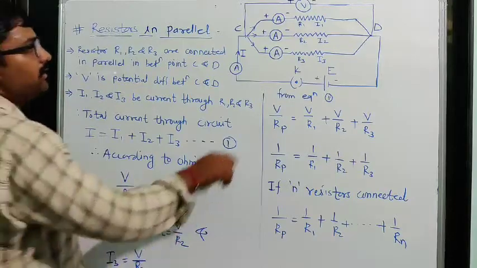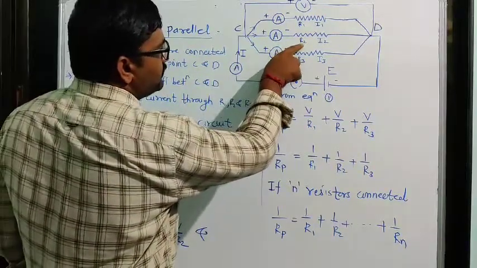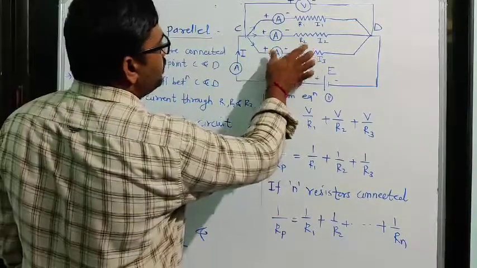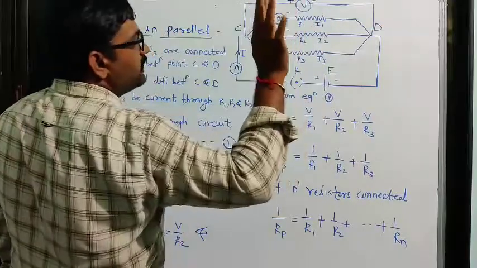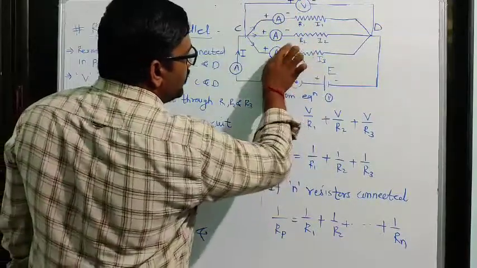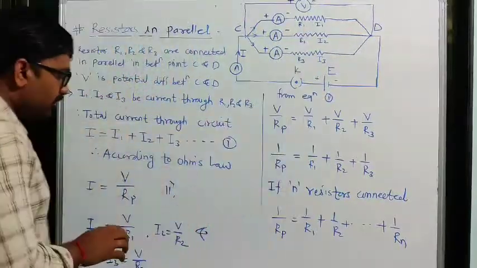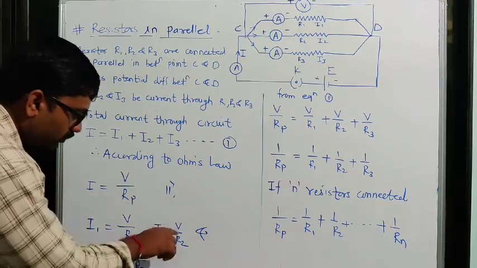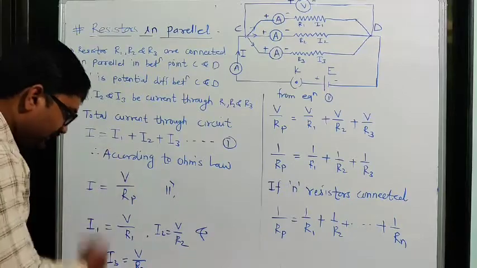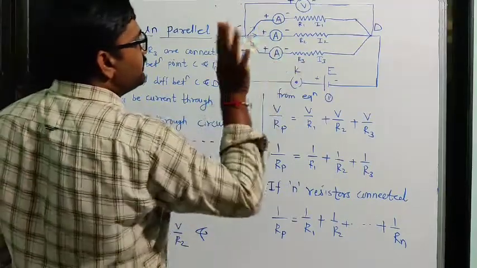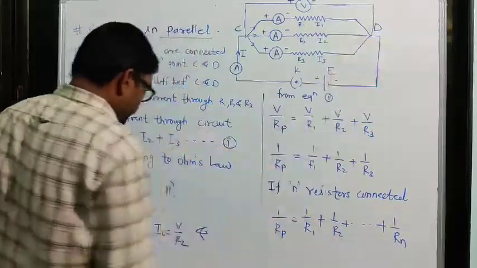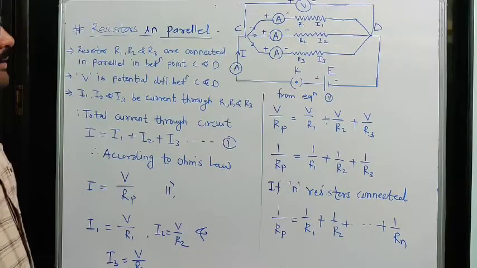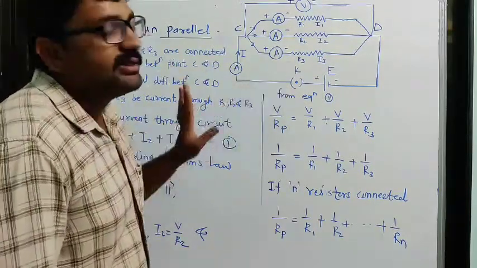Similarly, I2, the current passing through resistor R2, will be equal to V divided by R2. V is the potential difference between points C and D, and R2 is the second resistor. So I2, the current passing through the second resistor, is equal to V divided by R2, and the current passing through the third resistor will be equal to the potential difference V divided by the third resistance R3, because I3 is the current passing through resistor R3.